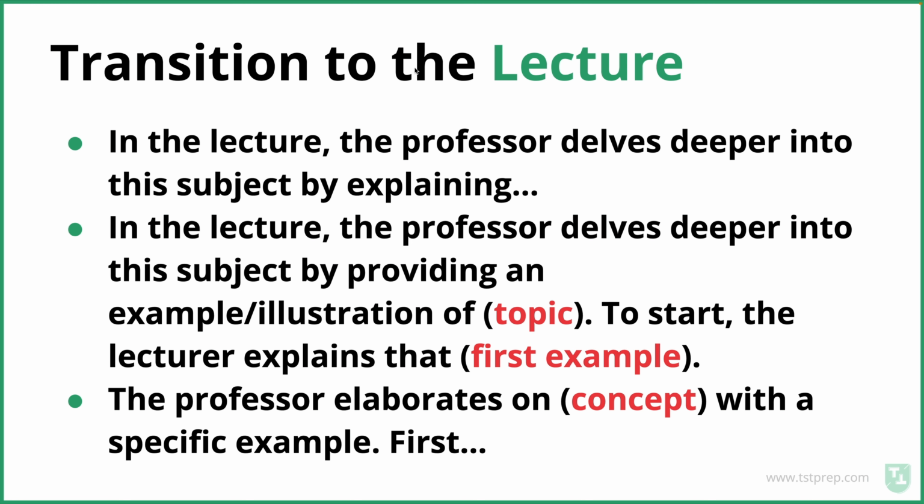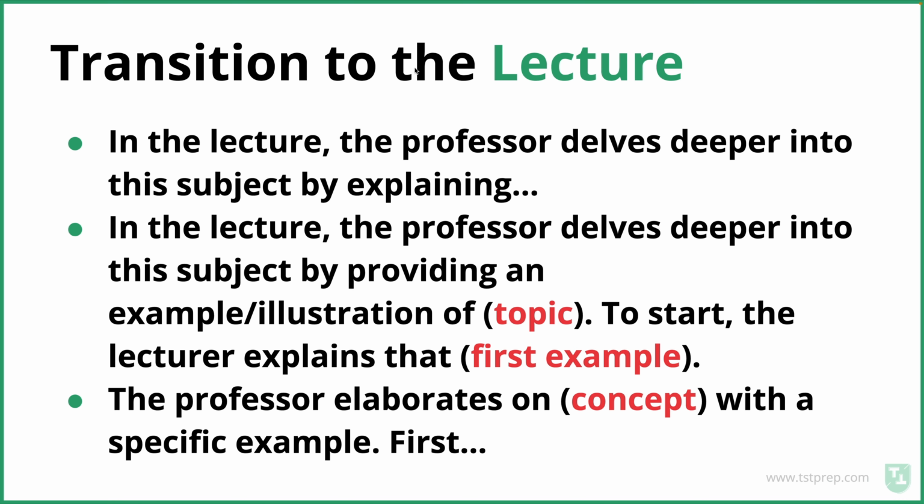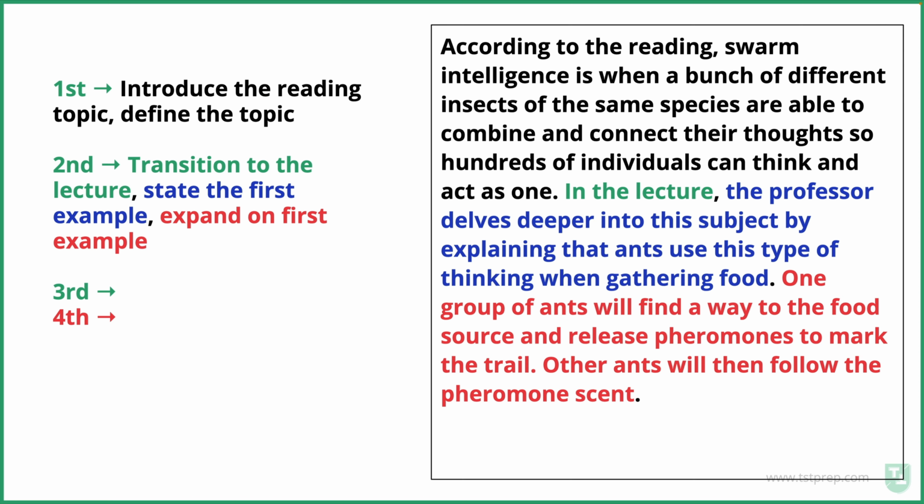So basically, when you're doing this question number 3, you have a reading passage, you read it for 45 seconds, it goes away, and then you listen to a lecture about the reading passage, and the lecture will usually give 1 or 2 explanations, examples about the passage. So that's why we're going to use this transition. So in the lecture, the professor delves deeper into this subject by explaining that ants use this type of thinking when gathering food. So that's the first example, ants gathering food.